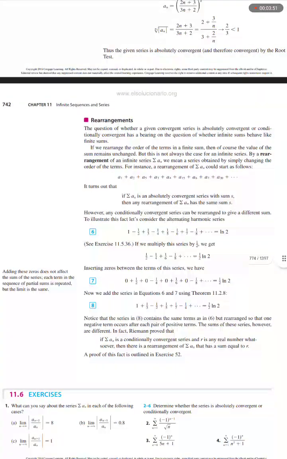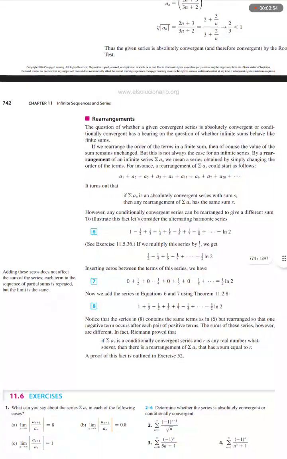If we multiply this series by 1/2, we get 1/2 minus 1/4 plus 1/6 minus 1/8 plus, and so forth, equals 1/2 times the natural log of 2. Sidebar: adding the zeros does not affect the sum of the series. Each term in the sequence of partial sums is repeated, but the limit is the same.